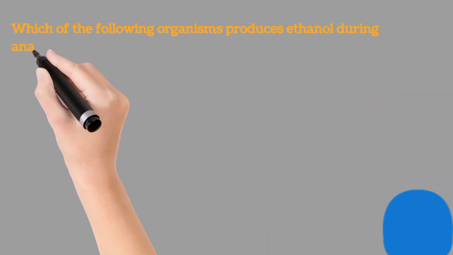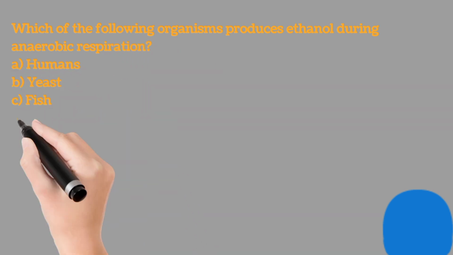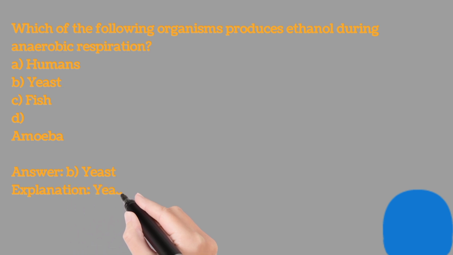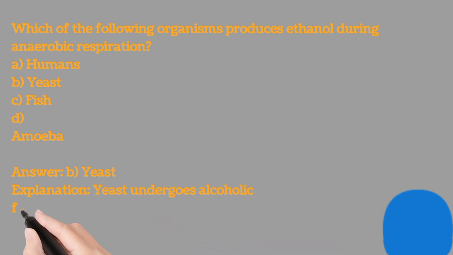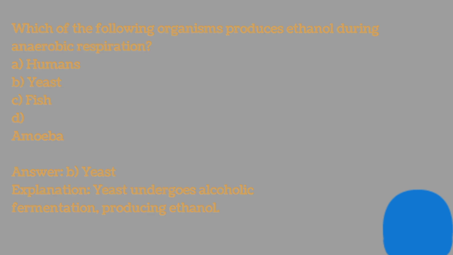Which of the following organisms produce ethanol during anaerobic respiration? Human, yeast, fish, amoeba. Yeast. Yeast undergoes alcoholic fermentation producing ethanol.